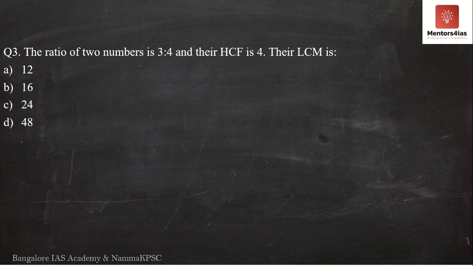Third question, simple one. The ratio of two numbers is 3:4 and their HCF is 4. What is their LCM? Very simple. Now, in the introduction, I did mention if you have the ratio, simplified version, if you want the original numbers, you just have to multiply it by their HCF. So what are the original numbers? 4 3s are 12, 4 4s are 16. So now you have found out the original numbers.